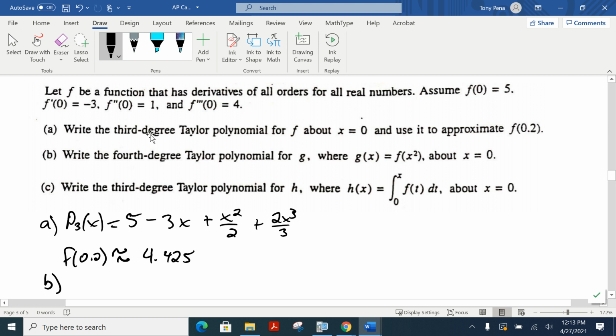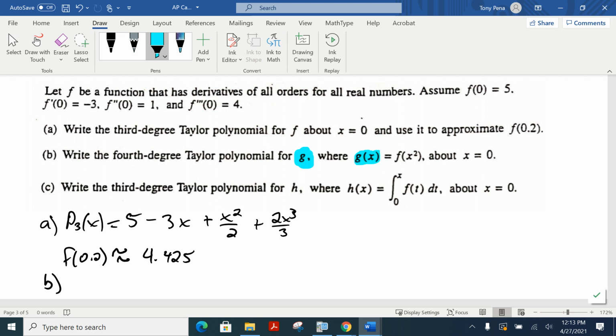So in part A, you wrote a third degree Taylor polynomial for f. That hopefully was pretty nice. Letter B, they're introducing a new function that we again don't know, and this is going to be g. What g of x is going to be equivalent to is the function from A that we don't know, but instead of a function of x, we're going to take whatever this unknown function in A was, and write it now with a composite of x squared. And we want it to be a fourth degree Taylor polynomial.